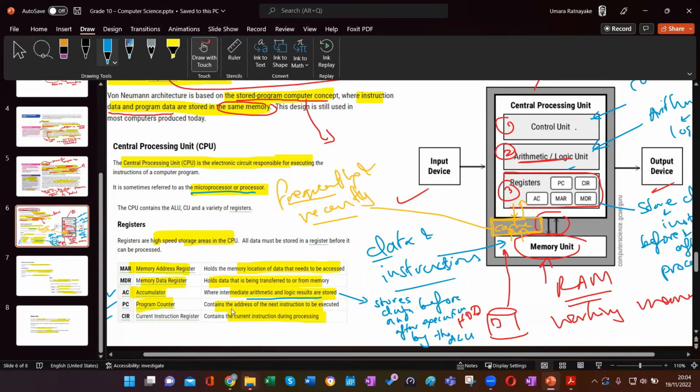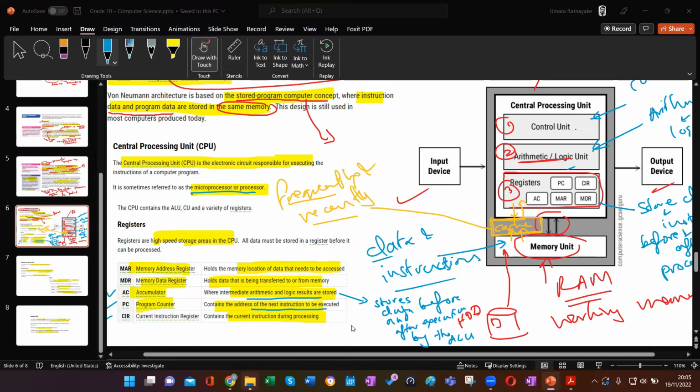Program counter contains the address of the next instruction to be executed, right? Now you hold the data in the accumulator, and you should know what to do with that, right? So you need instructions. So the program counter will contain the address. Why is it the address? Because we need to bring the instruction also from the RAM, and RAM has memory locations, and these memory locations have addresses, right?